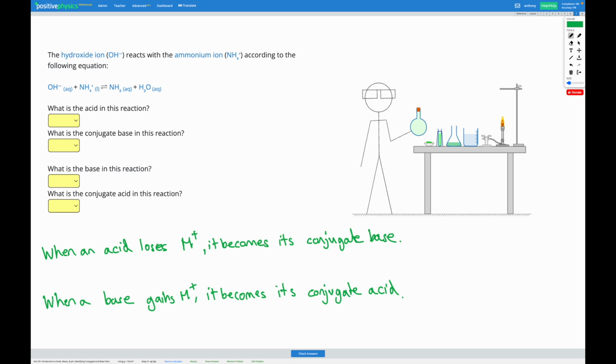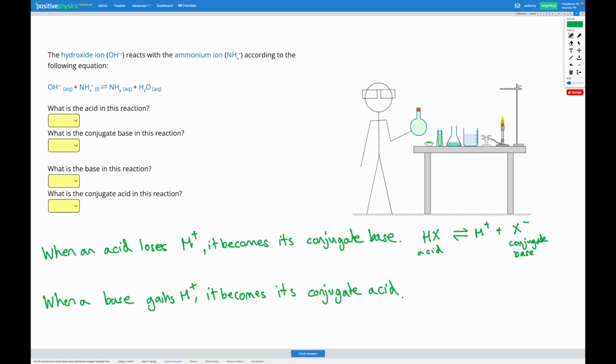For example, let's say we had an acid HX that forms H+ and X-. HX would be our acid. Then it loses the H and we're left with just X. So the X-, that would be our conjugate base.